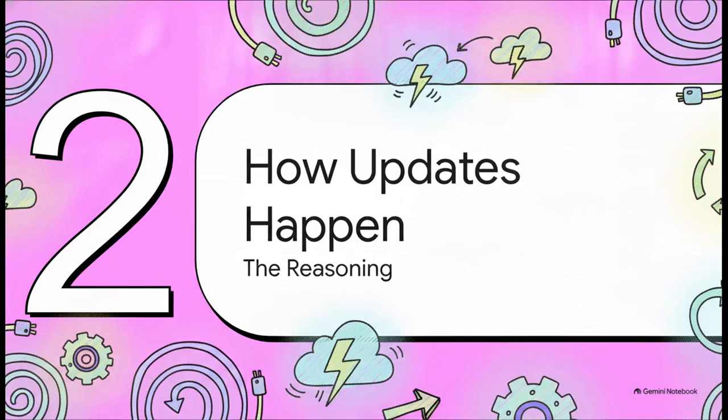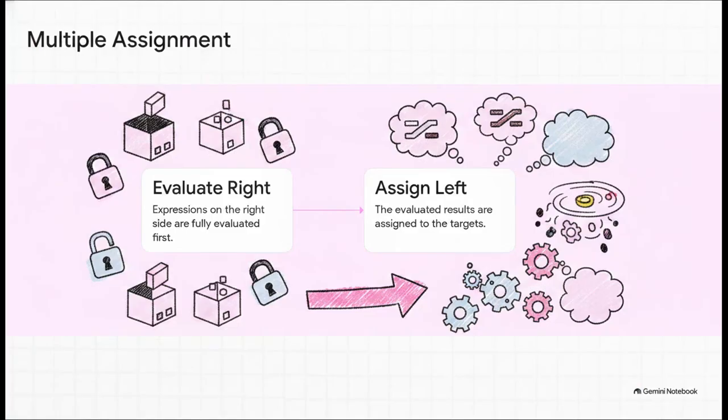Section 2. The reasoning. How updates happen. So you might be wondering, how exactly does Python pull this off without totally getting its wires crossed? Well, it comes down to a really strict rule in Python's assignment statement semantics. In our multiple assignment step, where we have a, b = b, a + b, Python doesn't just scramble all the numbers together simultaneously. Instead, for step 1, it evaluates everything on the right-hand side first.